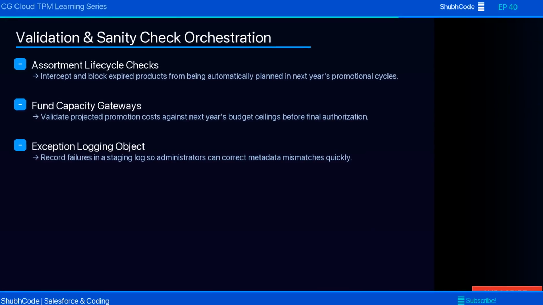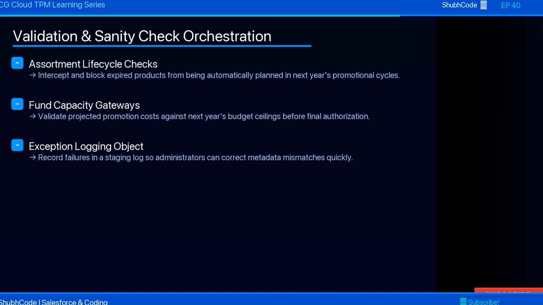Before the newly cloned promotions are committed and set to draft or planned, they must pass through a strict sanity check orchestration. This layer checks if the products in last year's promotion are still active in the current product assortment. We also run automated balance checks against the target fund to ensure the cloned budget estimate doesn't immediately put us in a negative balance. If any validation fails, we log the exception to a custom tracking object, allowing trade planners to review and fix the issues manually.